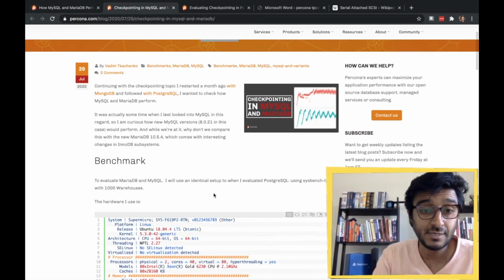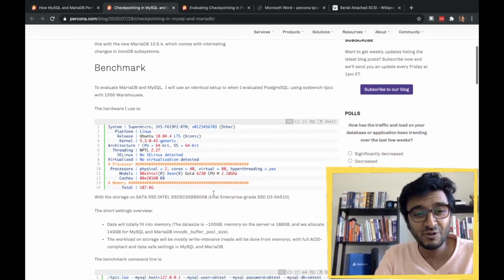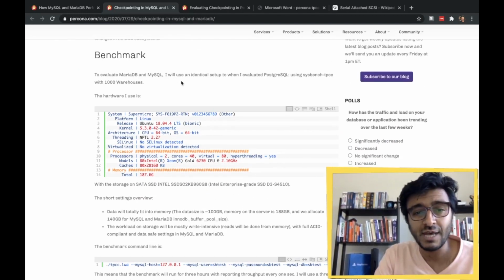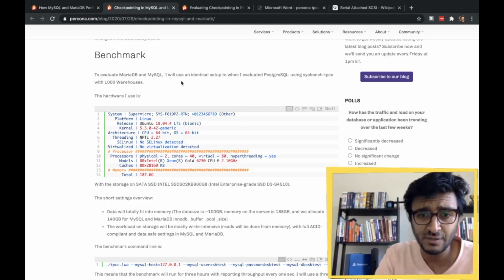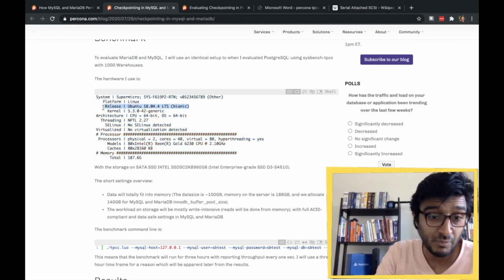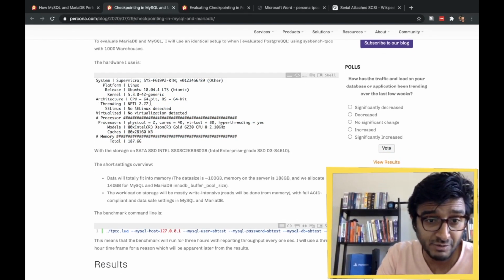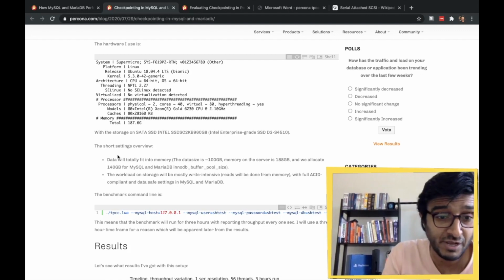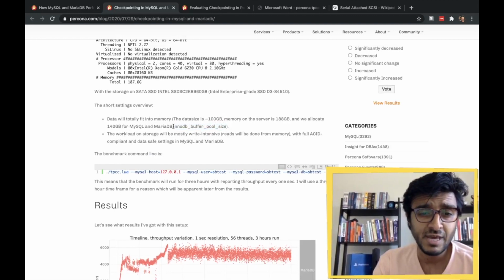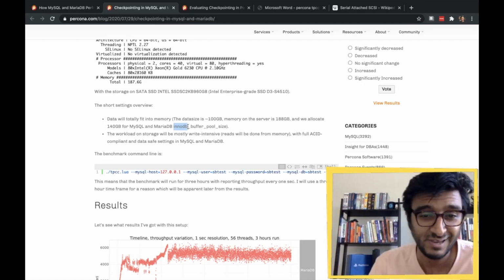So guys, spoiler alert, NVMe is faster, but let's take a look at this. I'm going to read it a little bit here. To evaluate MariaDB and MySQL, I will use an identical setup to the one I would use to evaluate PostgreSQL. And then this is the configuration. This is the hardware. He's using Ubuntu, and all these configurations around how much memory, 186 gig of memory. Pretty neat stuff. Data will fit into 100 GB of RAM. He's using InnoDB. So yeah, let's use the same database engine for both, definitely.